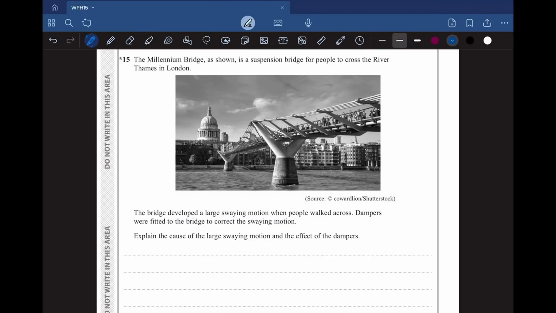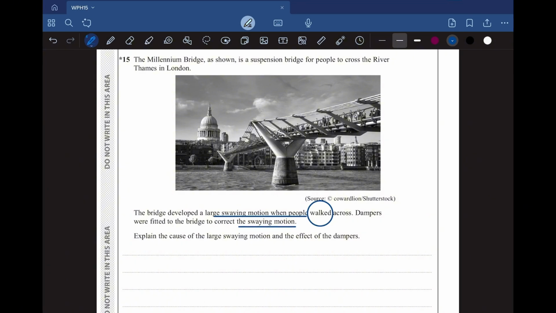The question number 15 says the Millennium Bridge as shown is a suspension bridge for people to cross the River Thames in London. The bridge developed a large swaying motion when people walked across. So swaying motion here means that it oscillates when the people walk. Dampers were fitted to the bridge to correct the swaying motion.